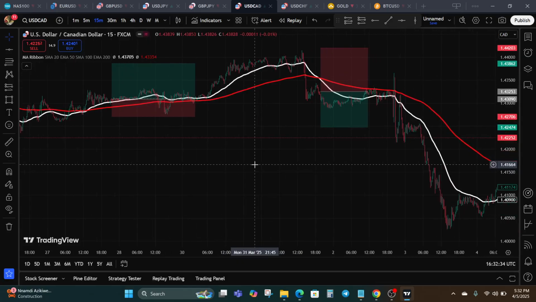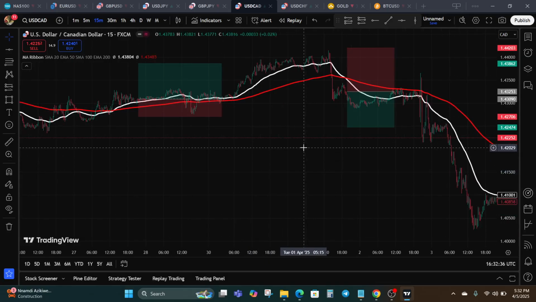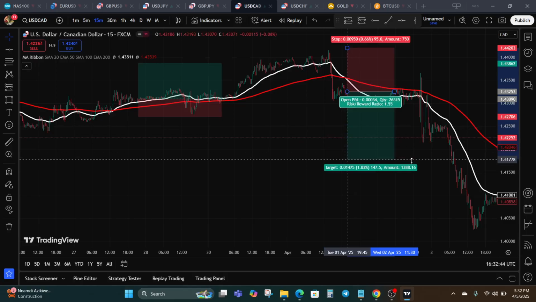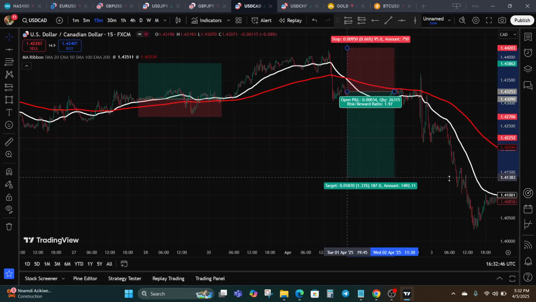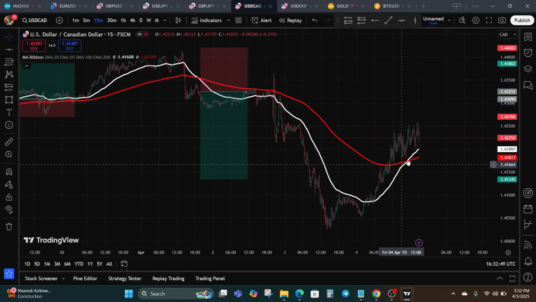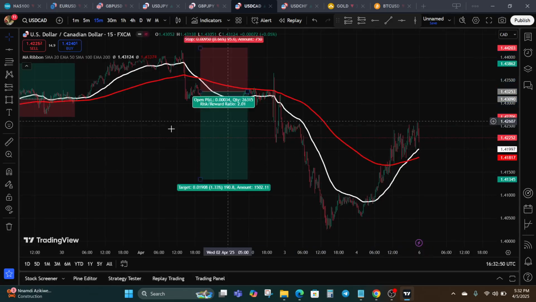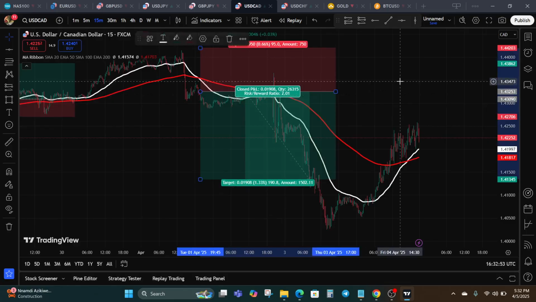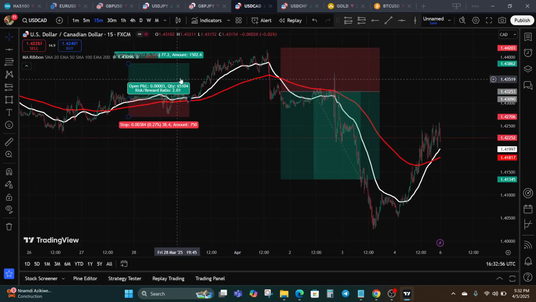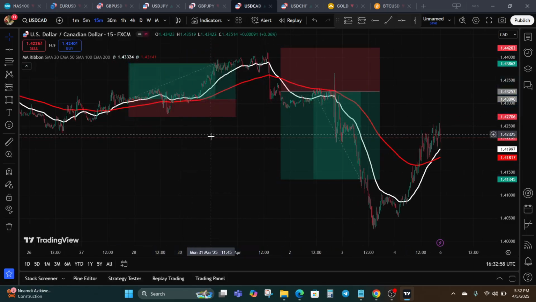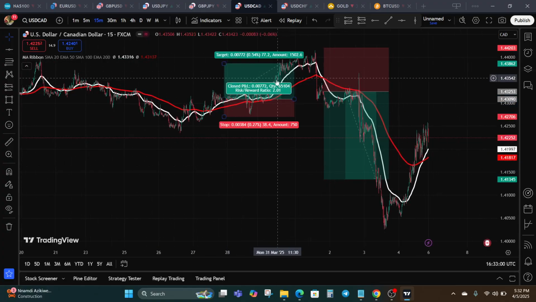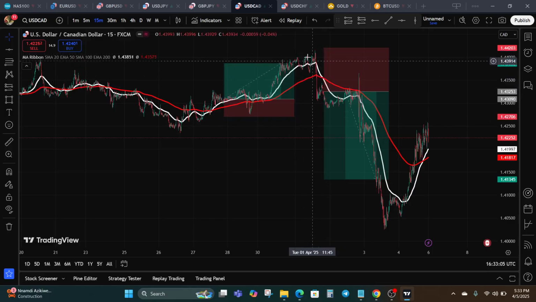Additionally, you can exit the trade when the 50 period EMA crosses back below the 200 period EMA, that's for buy trades, or when the 50 period EMA crosses back above the 200 period EMA, that is for a sell trade. So it is left for you to decide if you want to use a predetermined level, or a fixed risk to reward ratio, or an opposing signal to exit your trade.